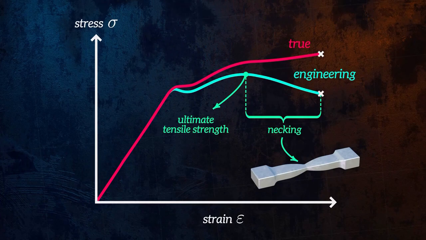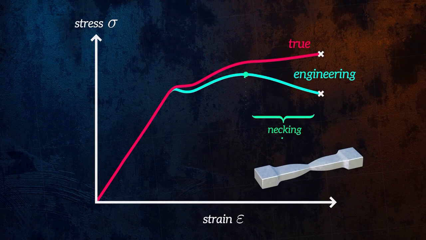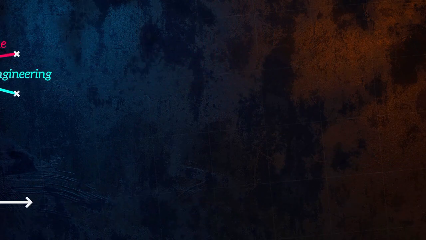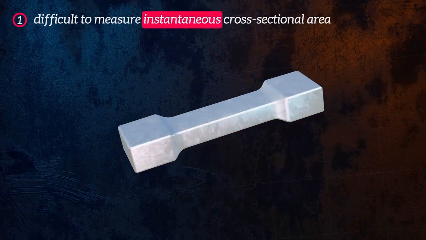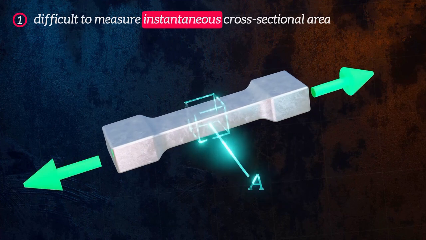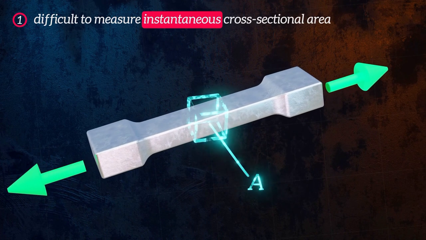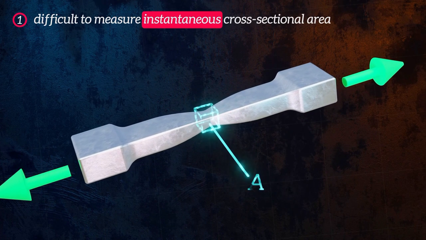So, if they do not accurately reflect the true stress and strain in the test specimen, why do engineers commonly use engineering curves instead of true curves? Well, there are 2 main reasons. Firstly, it's quite difficult to measure the instantaneous cross-sectional area during a tensile test. And so, most of the time we just don't have the true stress-strain curves.